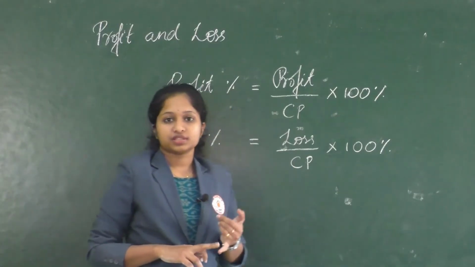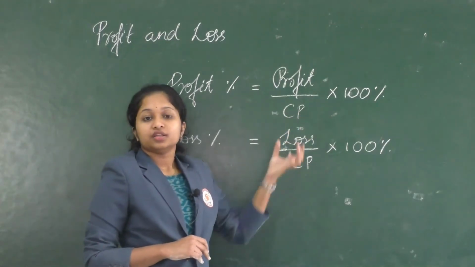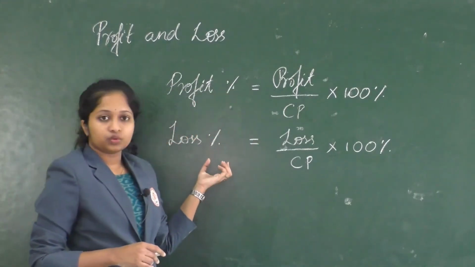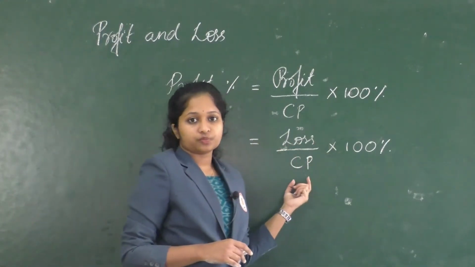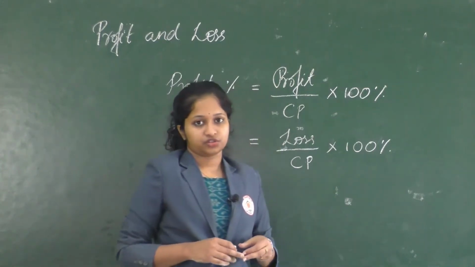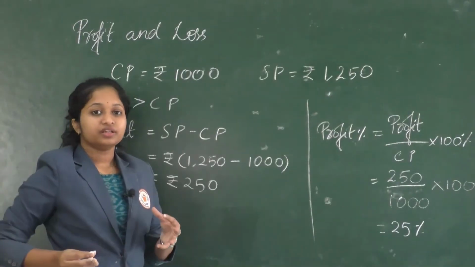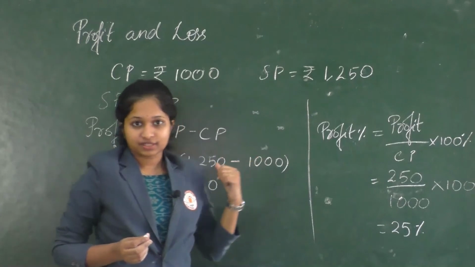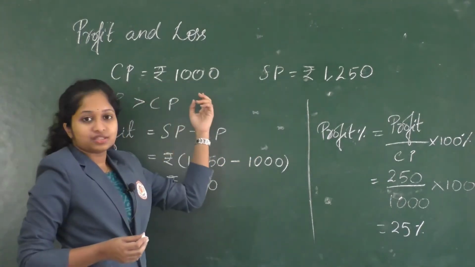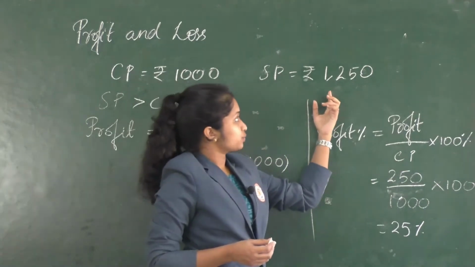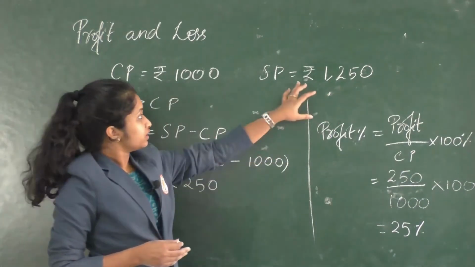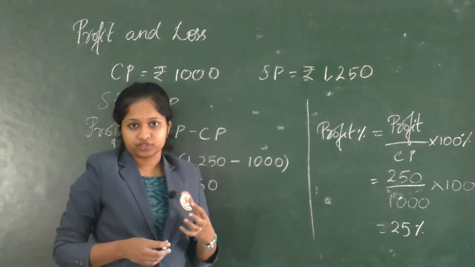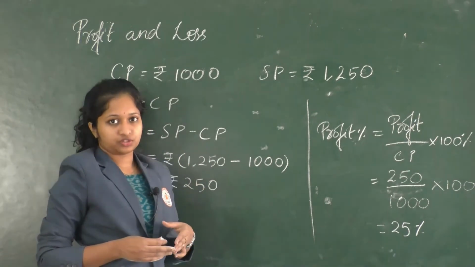Okay, so children, now let's see the profit percentage and loss percentage. Profit percentage is equal to profit by cost price into 100%. And the loss percent is equal to loss by cost price into 100%. So children, here I have a question. Selling price and the cost price are given. Cost price is given as rupees 1000 and the selling price as rupees 1250. Here selling price is more than the cost price, so it is profit. So we should find the profit percentage.